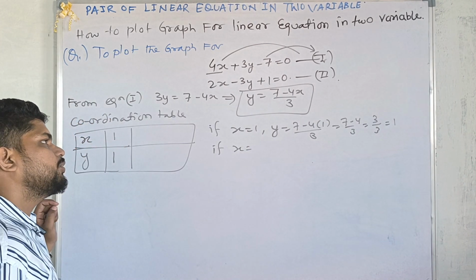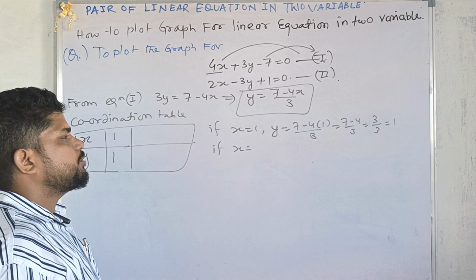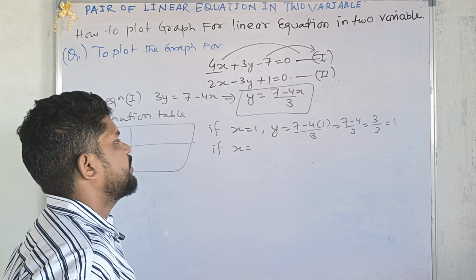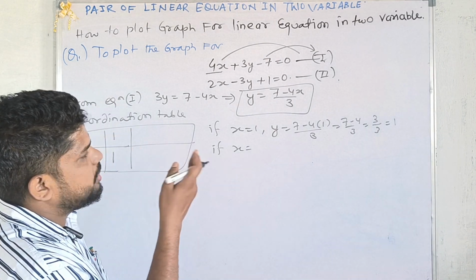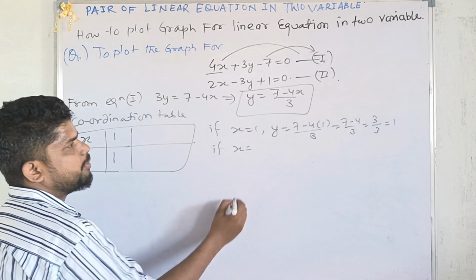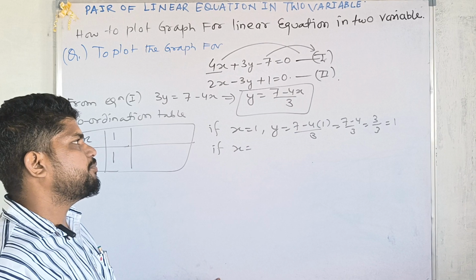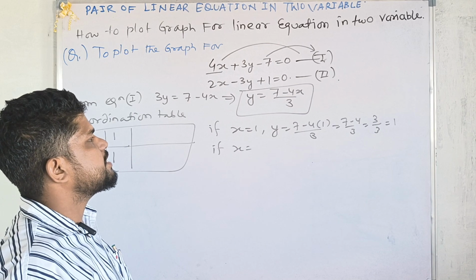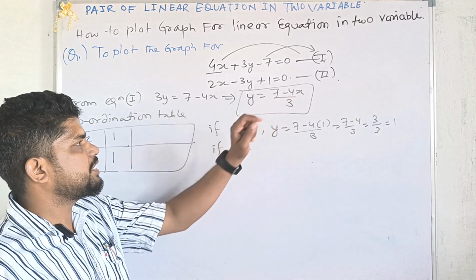Now if I put x = 2, I will get 7 minus 4 times 2, that is 7 - 8, which is just -1/3. So we will avoid x = 2 also. Now try x = -2. If I put x = -2, I will get 7 - 4 x (-2). Negative times negative is positive, so 7 plus 4 times 2, that is 8. 7 plus 8 is 15, and 15 divided by 3 is 5.